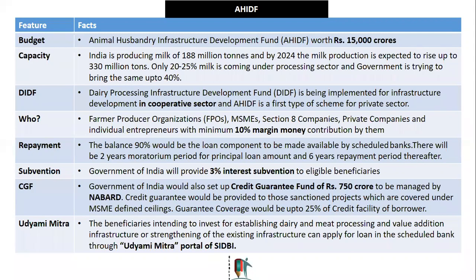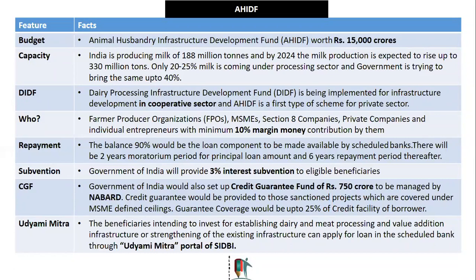The earlier scheme was Dairy Processing Infrastructure Development Fund. ठीक है, DIDF was for cooperatives, but this AHIDF is for private sector players. इसको याद रखिएगा, ये basic difference है. I have given this question in the test. Many have done error. DIDF किसके लिए था? Cooperatives के लिए था, but ये जो scheme आया AHIDF, ये आया है private sectors के लिए. कौन से प्राइवेट सेक्टर? FPOs, MSMEs, any private entrepreneur, all can take money from this scheme.